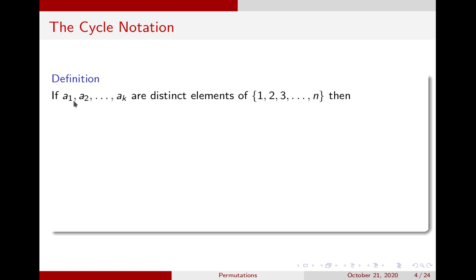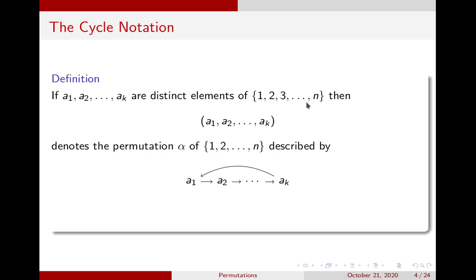So if you take distinct elements a1 through a sub k of the set of positive integers 1 through n, so a1, a2, and so on through a sub k are all elements of this set, and they're all different. Then left parenthesis a1, a2, comma, and so on out through a sub k is shorthand for the permutation of the set 1 through n, which is described by this picture.